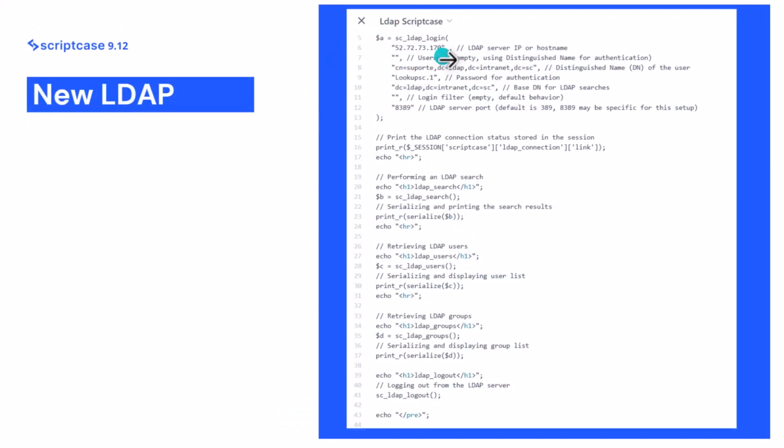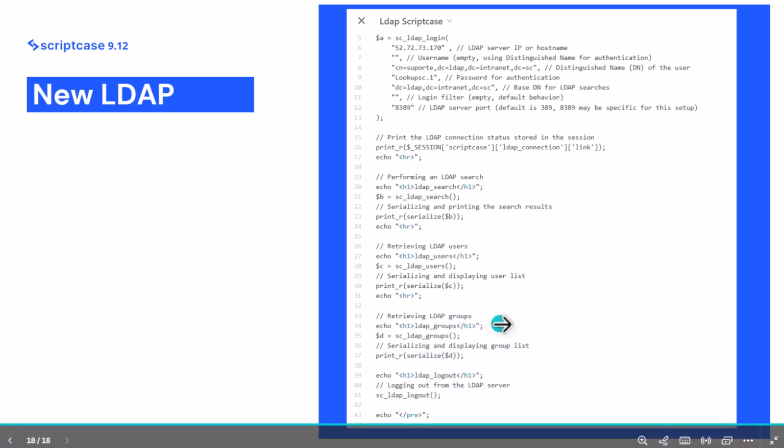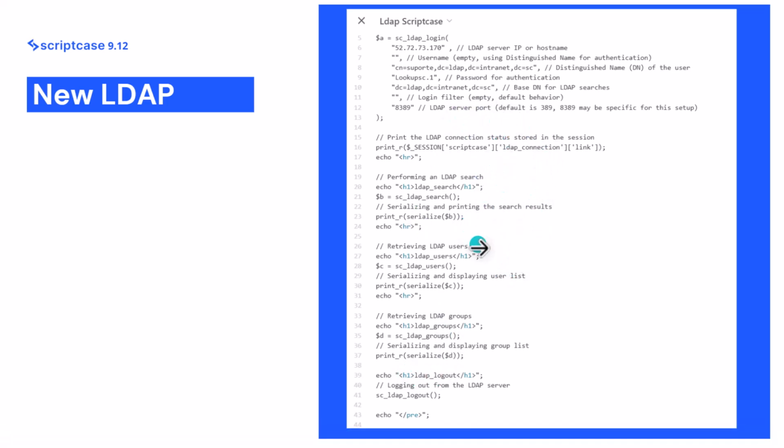I have here one example using LDAP. So we have here one server, the information, also a sample information, and then print the LDAP connection, performing the search, retrieving the users, the groups, and also using here the macro LDAP logout to log out from the server. Okay, so this is in case you need to get the information from your LDAP server.